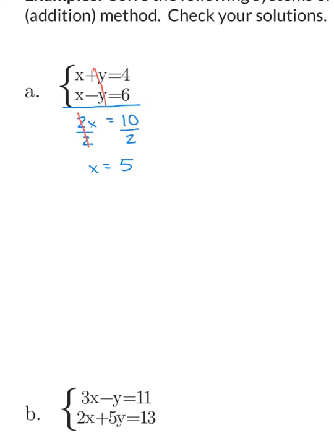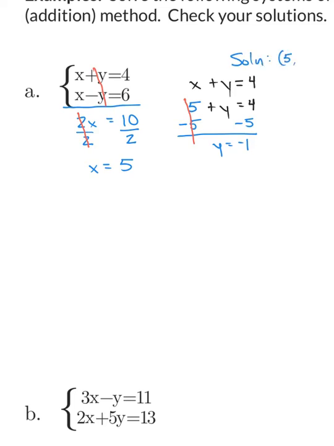We go ahead and plug in 5 for x. We get 5 plus y equals 4. From here, we can subtract 5 from both sides. Our 5's cancel on the left, and we are left with y equals -1. So our solution is (5, -1).